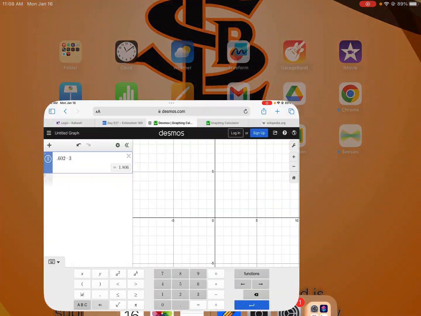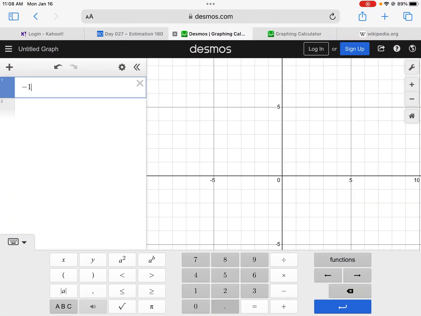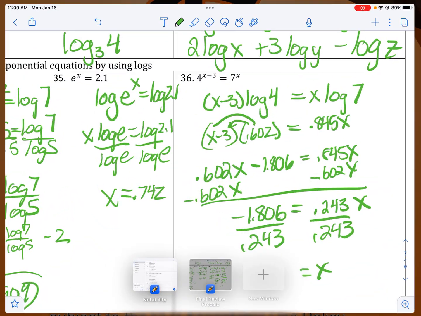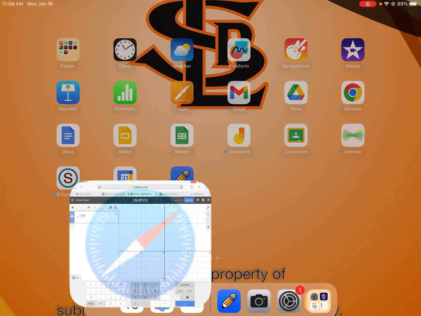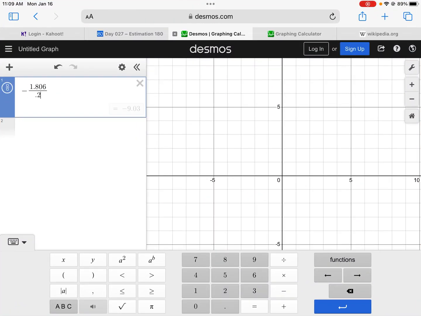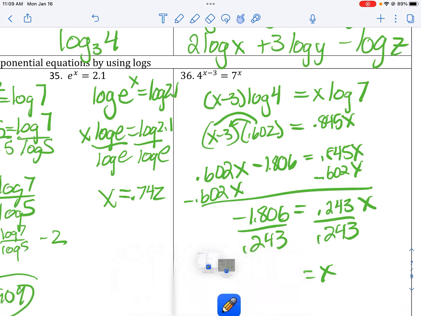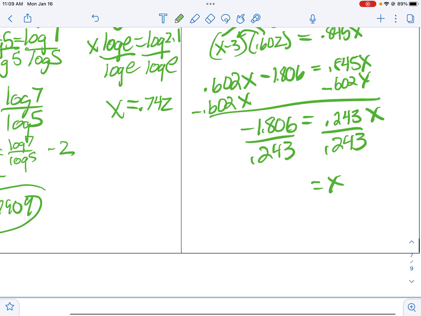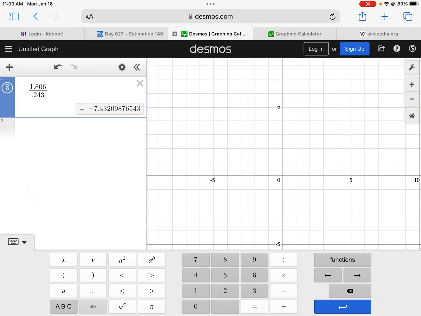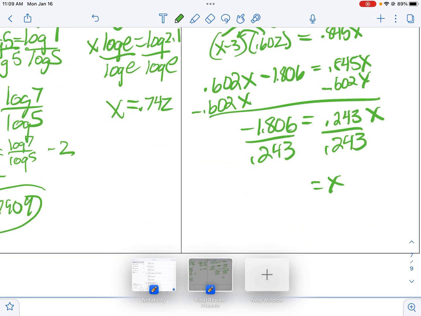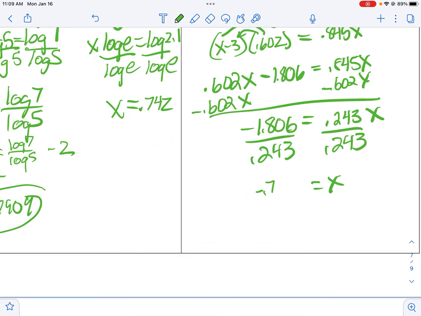So negative 1.806 divided by 0.243. So negative 7.432. Oh my gosh, I keep getting the wrong answer and forgetting. Negative 7.432. And you have your answer.